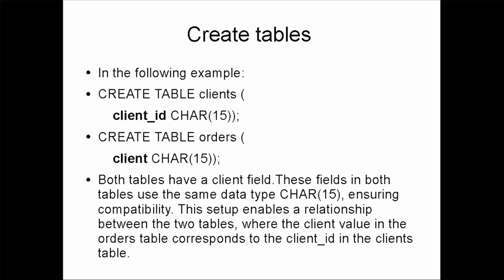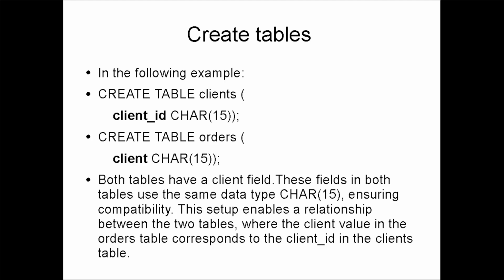The clients table stores information about clients, and it has a column called client_ID. This client_ID is a unique number or code for each client, so no two clients have the same one. The orders table keeps track of orders, and it has a column called client. This client column shows which client made the order, linking back to the client_ID from the clients table. Notice that both fields use the same data type, character 15. This is crucial for maintaining consistency and ensuring the database can correctly associate records between these tables.